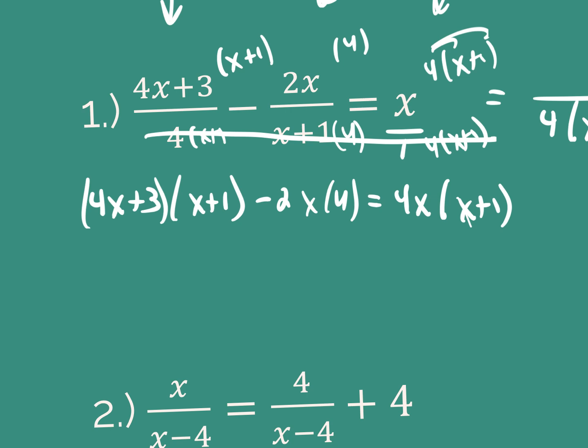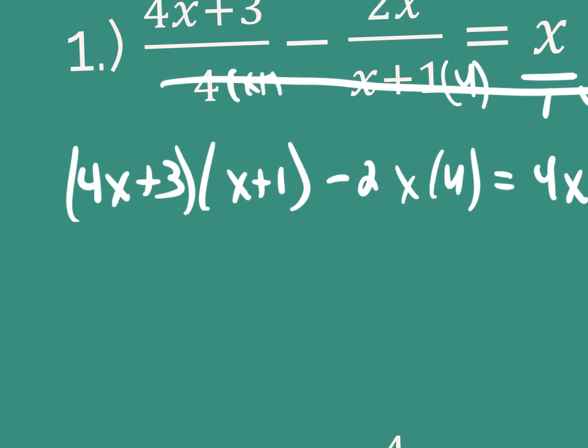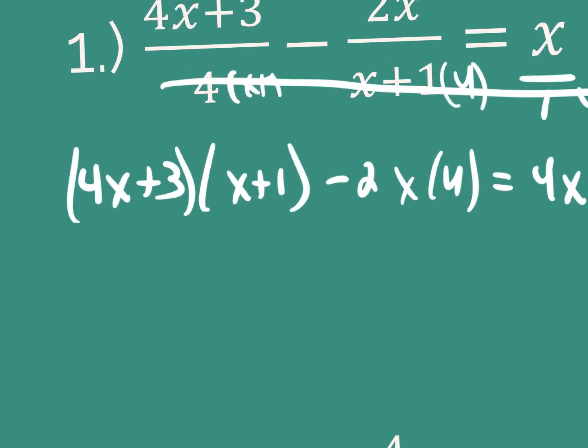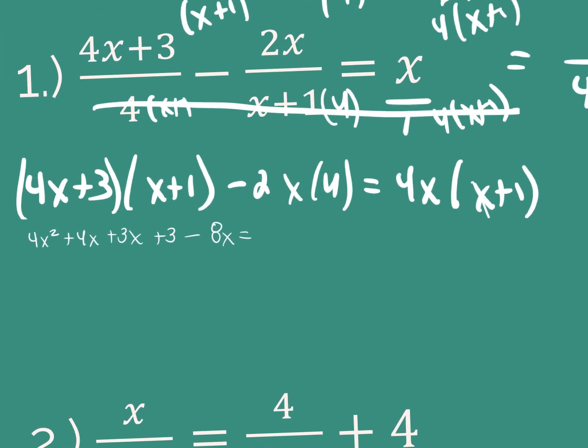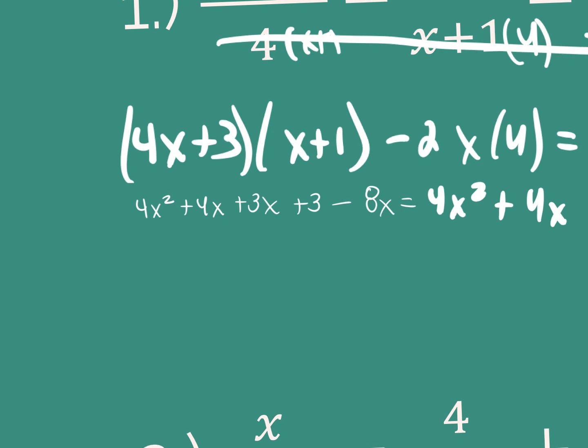So now, guys, it's just a basic algebra problem. We're going to FOIL here. What's 4x times x? 4x squared. What's 4x times 1? Plus 4x. What's 3 times x? 3x. And 3 times 1 is plus 3. Minus what? 8x. Equals, over here I have 4x squared plus what? 4x, right? We distribute.